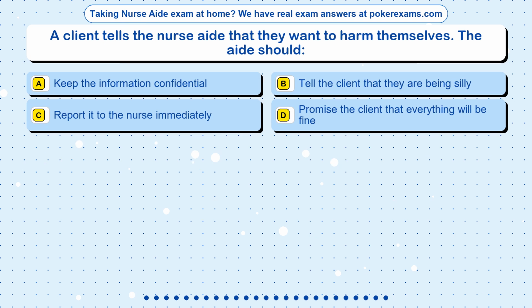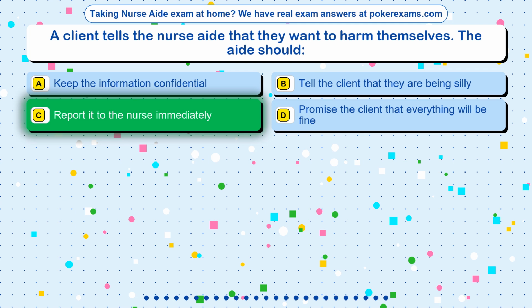Question 9. A client tells the nurse aide that they want to harm themselves. The aide should: Option A, keep the information confidential. Option B, tell the client that they are being silly. Option C, report it to the nurse immediately. Option D, promise the client that everything will be fine.